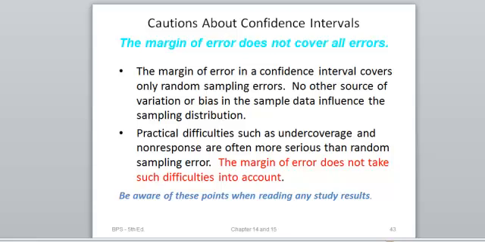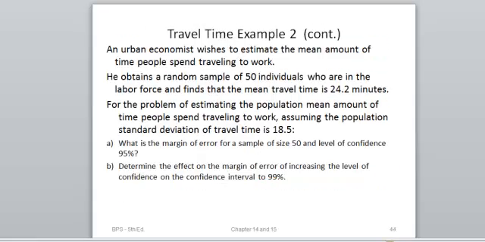Now, just a quick caution: the margin of error does not cover all errors. The margin of error in a confidence interval covers only random sampling errors. No other source of variation or bias in the sample data influences the sampling distribution. Practical difficulties such as undercoverage and non-response are often more serious than the random sampling error. The margin of error does not take such difficulties into account, so beware of these points when reading any study results. So let's look at a problem.